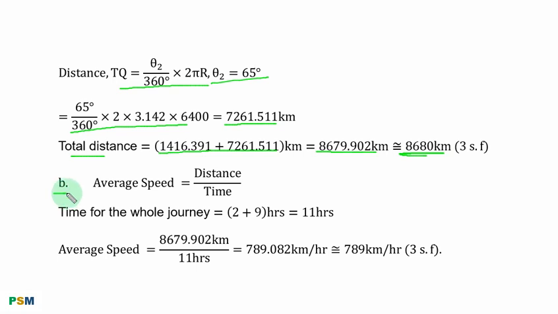B part of the question. Average speed is equal to total distance over total time. Time for the whole journey is 2 plus 9 from the question. You have 11 hours. And the total distance is this. Therefore, average speed is equal to total distance over total time. You have it in this form. To 3SF, you have 789 kilometers per hour as the average speed.